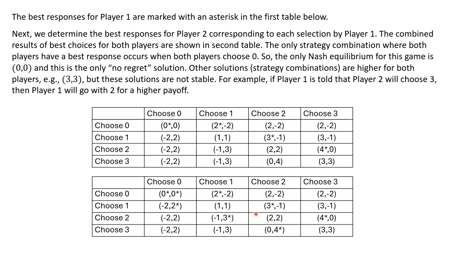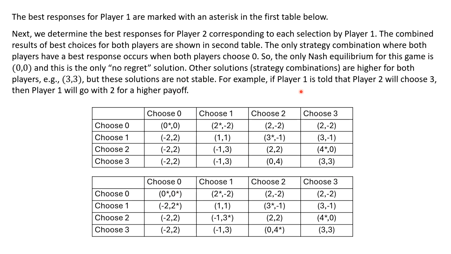Okay, then the final step is we search through all our check marks and we see which, if any of them have 2 stars, and this is the only one. So the only Nash equilibrium for this game is 0-0, and this is the only no regret solution. Other solutions, in other words, other combinations of strategies from the 2 players, are higher for both players, but for example, 3-3, both players would do better than 0-0, but they're not stable.